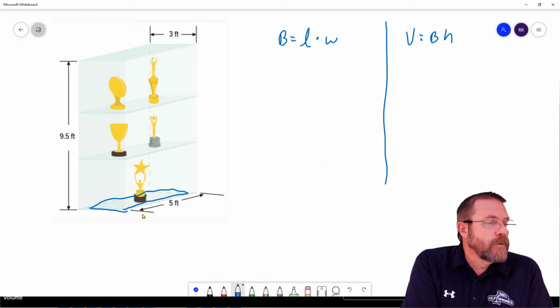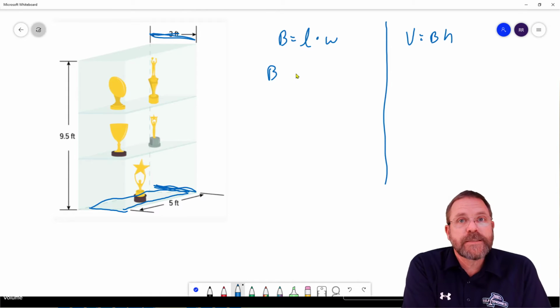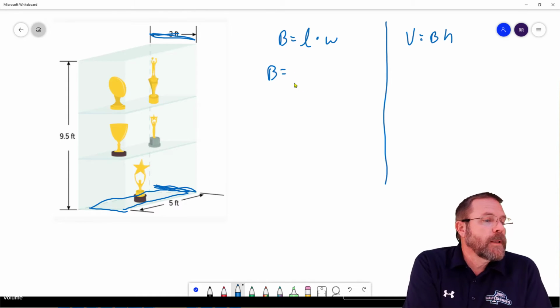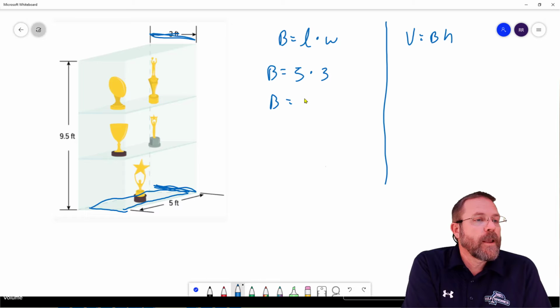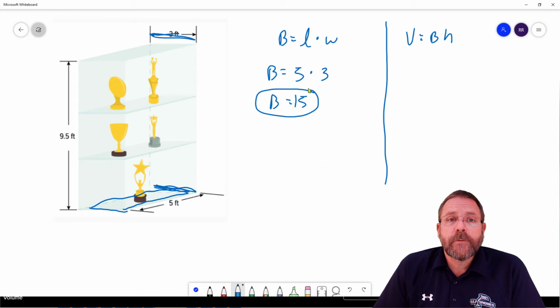Now, this distance we have is 5, but this distance right here, that corresponds to this distance right here. So, to find the base area, I'm going to get a length of 5 times a width of 3, which means I'm going to have 5 times 3 is 15. I'm going to circle it, not because it's the answer, but it is an important sub-answer.